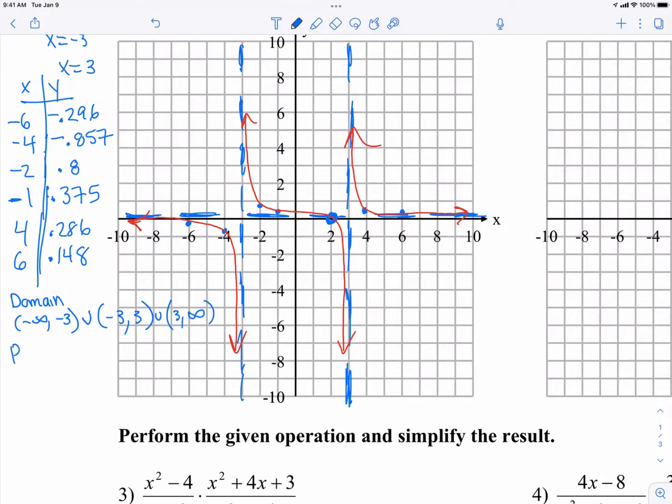As far as the range goes, if you notice this middle section, it starts down here from negative infinity, passes through the horizontal asymptote, and goes all the way up towards infinity. So that's one continuous curve. Our range is going to go from negative infinity to positive infinity.